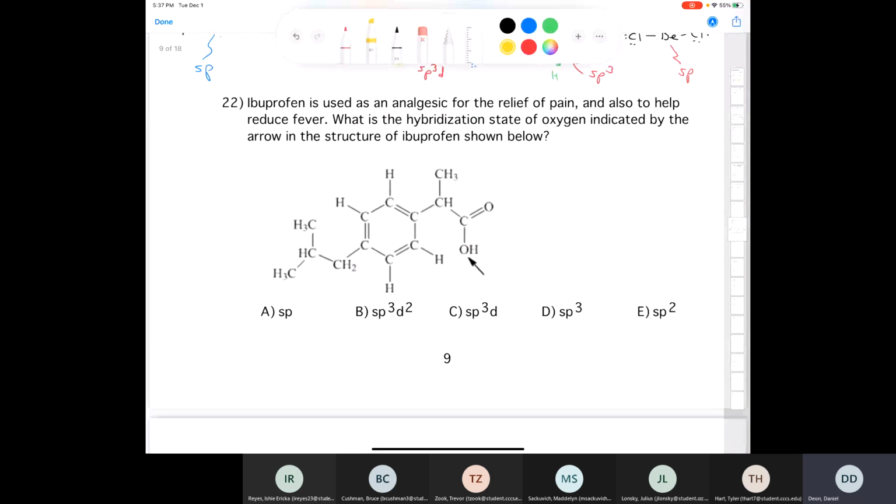Question 22, ibuprofen is used as an analgesic for the relief of pain and also to help reduce fever. It's an antipyretic. What is the hybridization state of the oxygen indicated by the arrow in the structure of ibuprofen shown below? You can see there's a carbon bound to an oxygen, and then there's also a hydrogen. So I'm going to have my bond coming down from my carbon, then my oxygen, bound to a hydrogen like that. What do we know about oxygen? It always has 2 bonds and 2 lone pairs. So since that oxygen has 2 bonds and 2 lone pairs, it is sp3 hybridized.